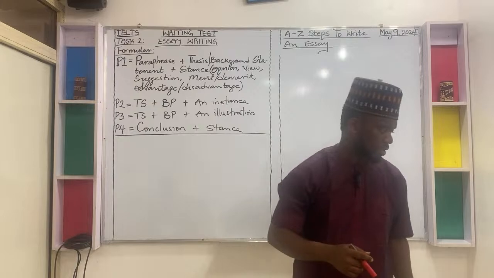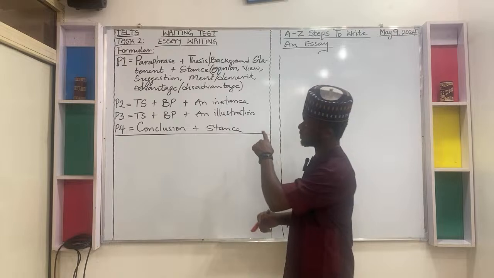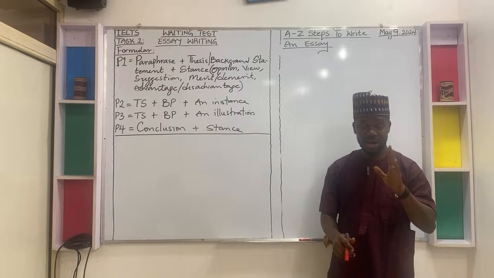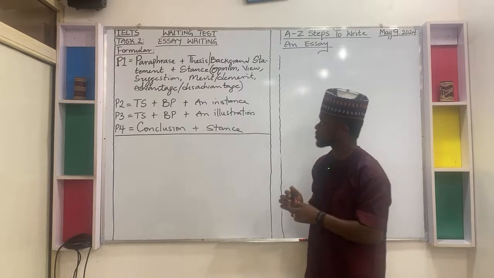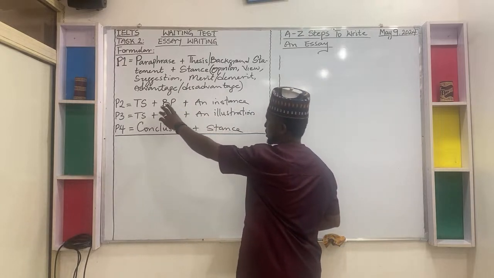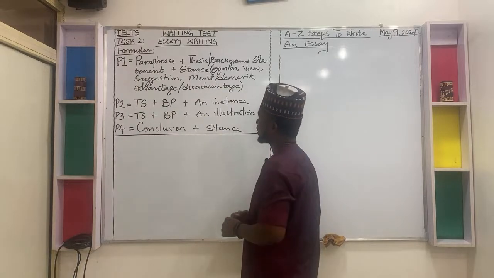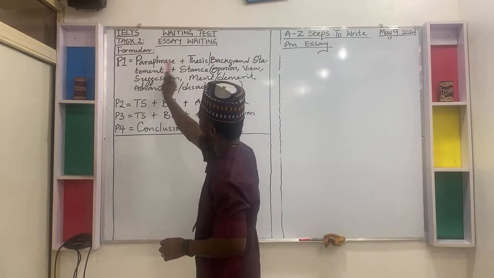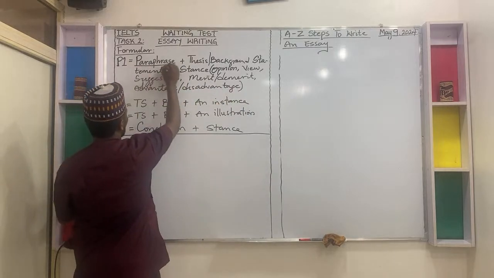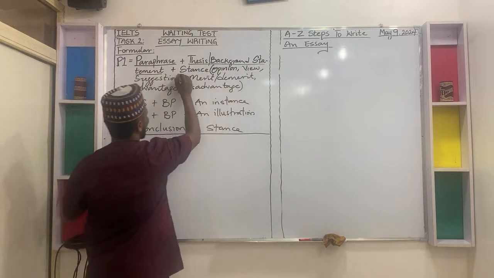Okay, now let's begin by understanding that this is the formula for writing an essay. It helps you to structure your essay in a standard way IELTS expects you to. By this formula, it simply translates to the fact that your essay should have 4 paragraphs. The first paragraph requires you to have 3 major components. These are the paraphrase, the thesis or background statement, and your stance.